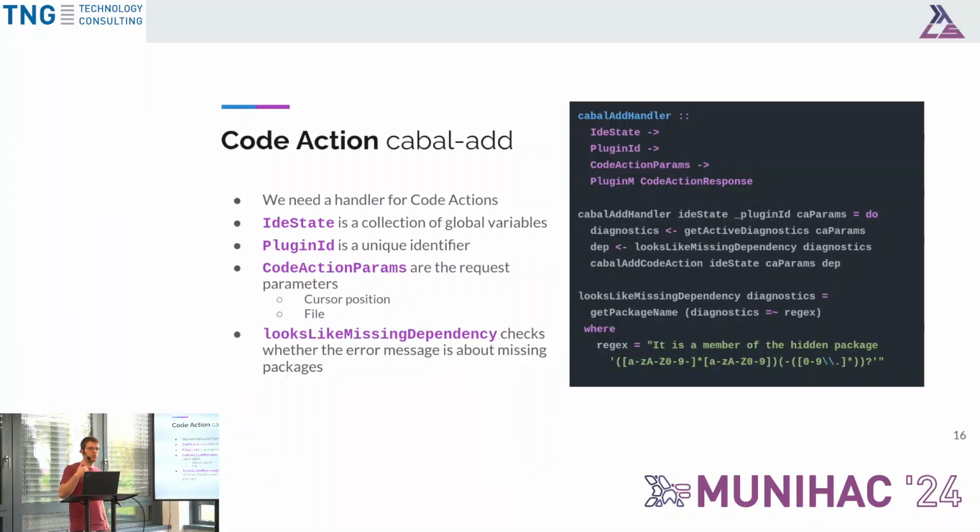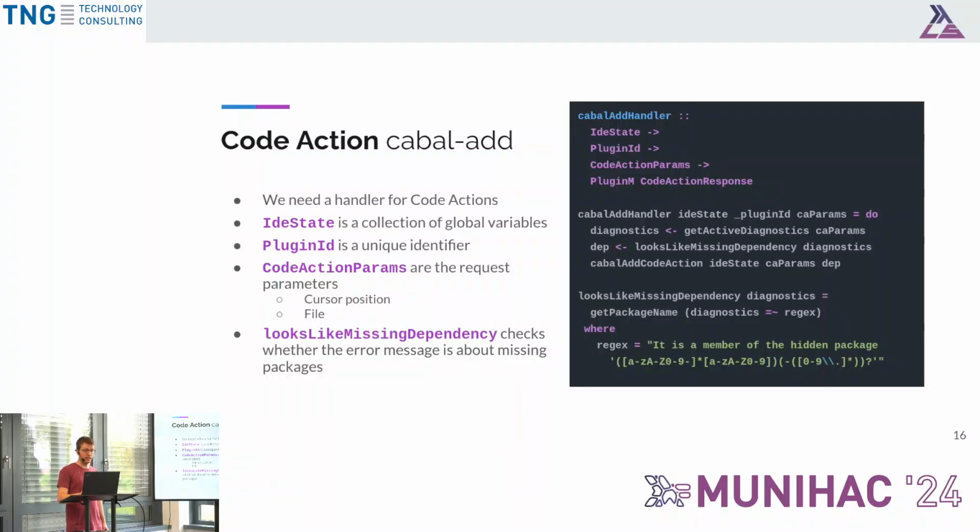relatively speaking a straightforward function which takes three parameters. The first parameter is the IDE state. The IDE state is a collection of global variables that we might need access to later when we try to respond to a certain request. We're going to talk about this in more detail later, but for now, it's just a collection of global variables that we all have access to.